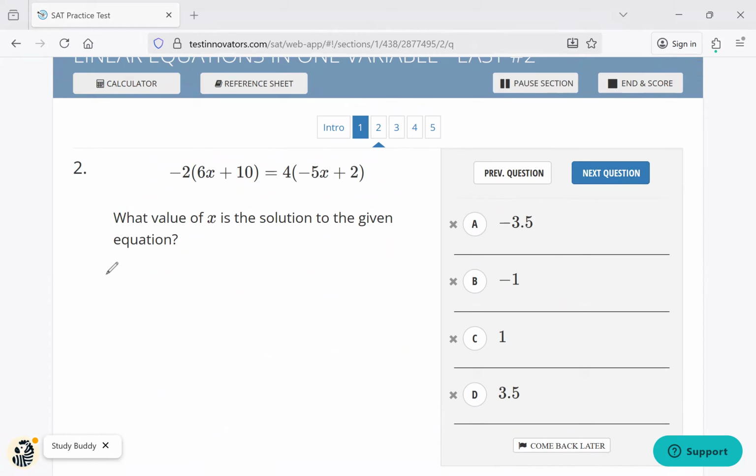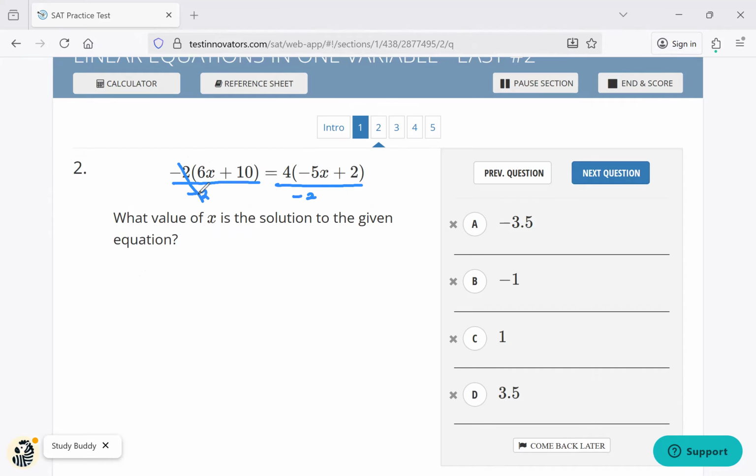Okay, let's do question two. What is the value of x as the solution to the given equation? So question two, I could get rid of this -2 first by dividing by -2. That won't be a problem, right? If you want to get rid of that -2, go ahead, divide everything by -2.